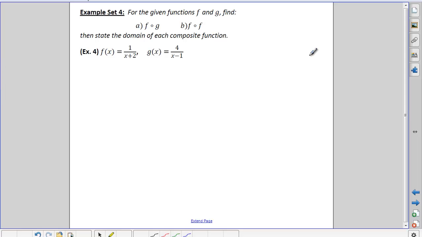Okay, let's do this again. So we need to find f of g and f of f, and then state the domain of the composite function. So let's go ahead. We know we're going to need to know some exclusions here. So in this case, x can't be negative 2, and here x can't be positive 1, right? So we'll need those eventually. And actually for the first part, for f of g, we already know x can't be 1, right? Because that's what the inside function is for f of g.